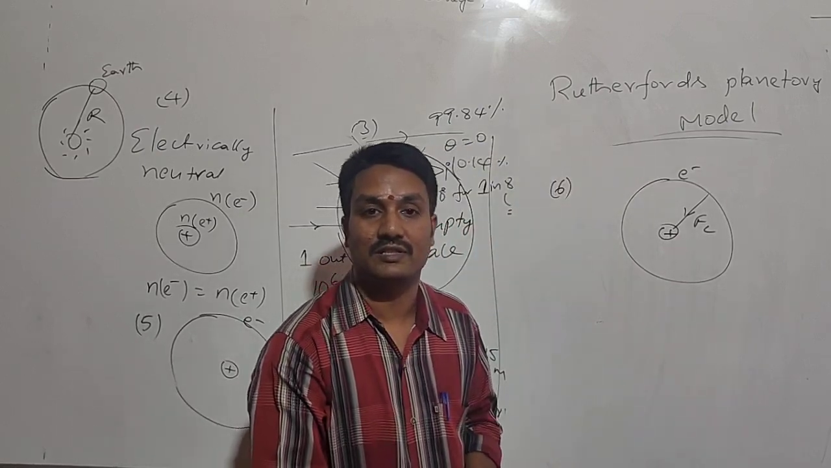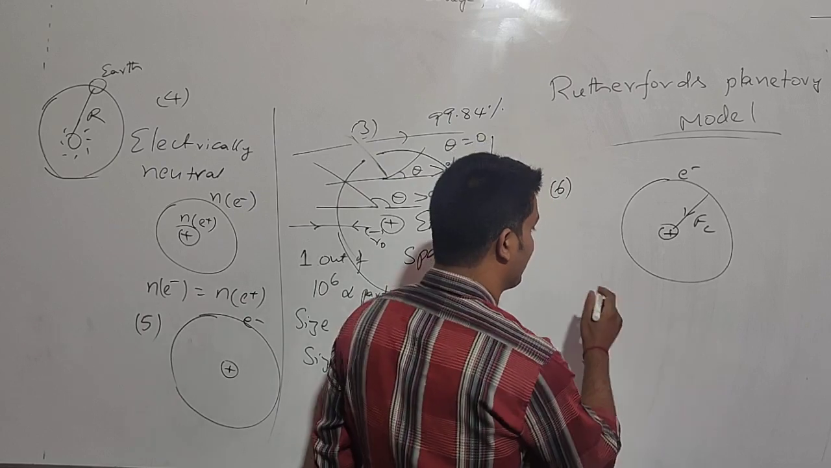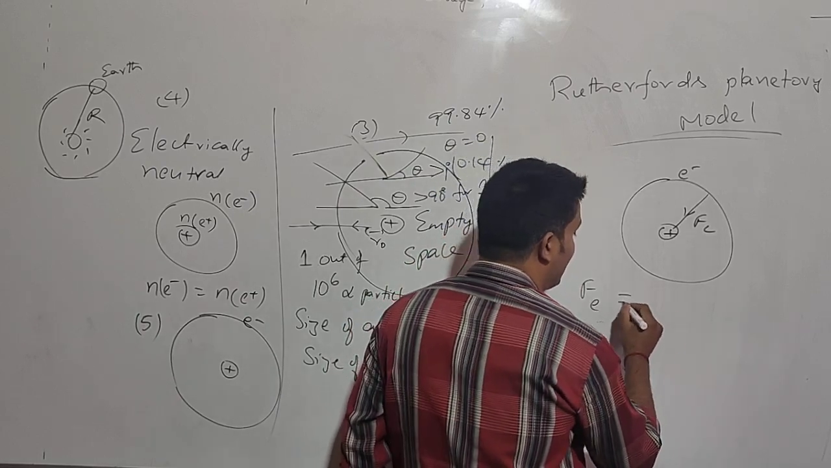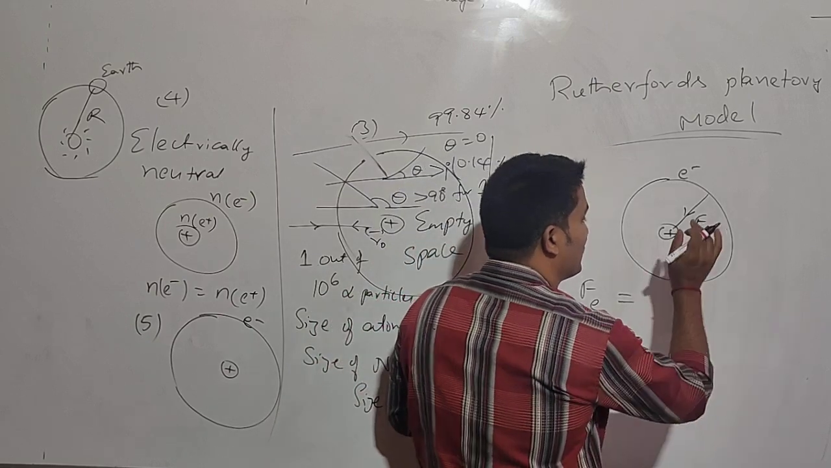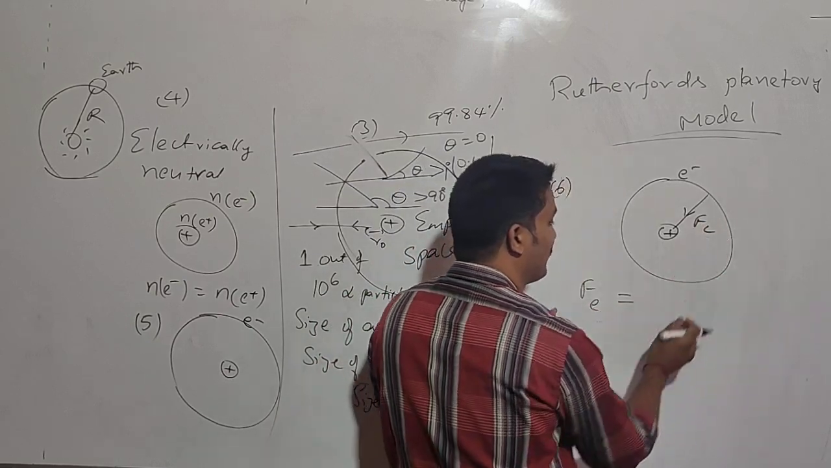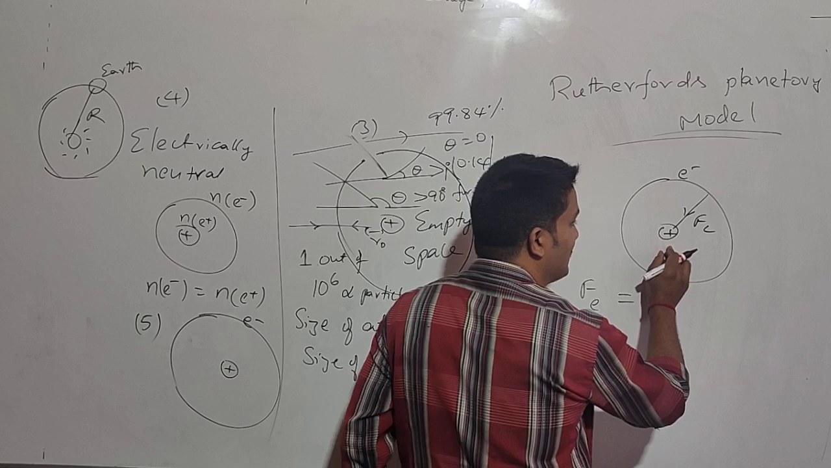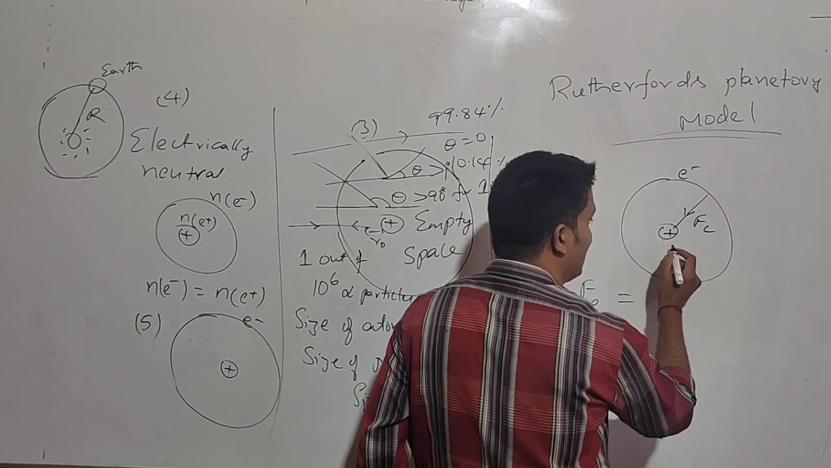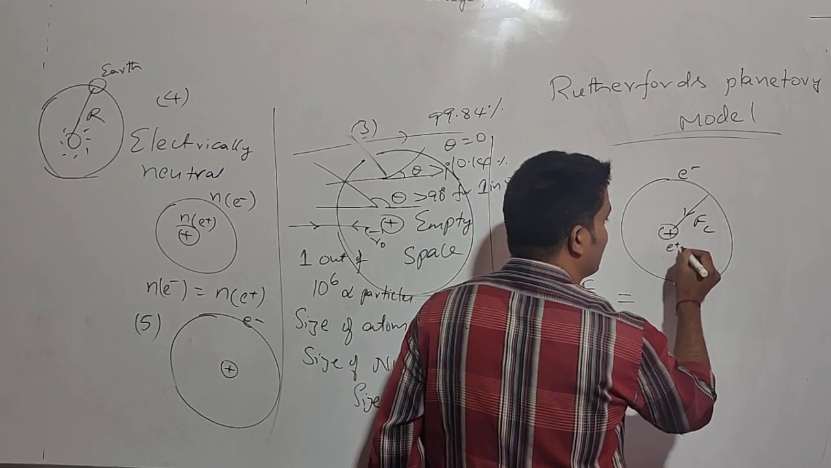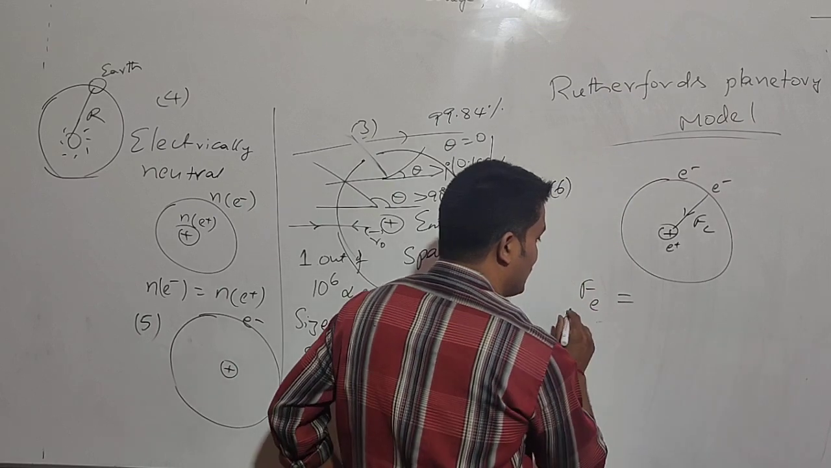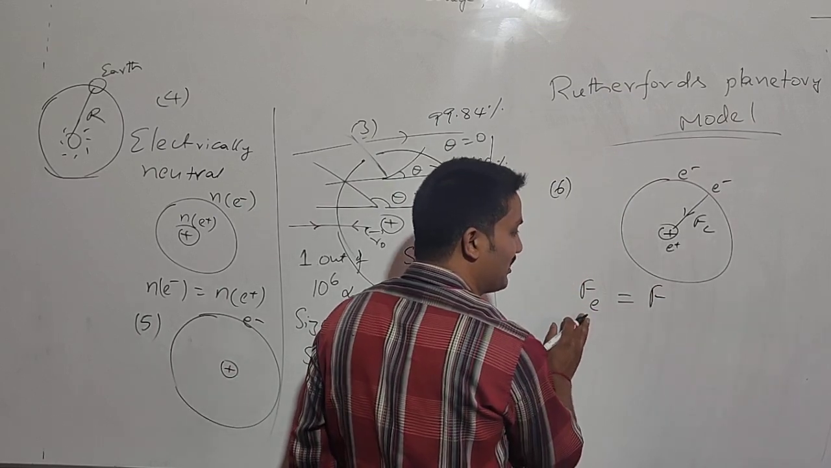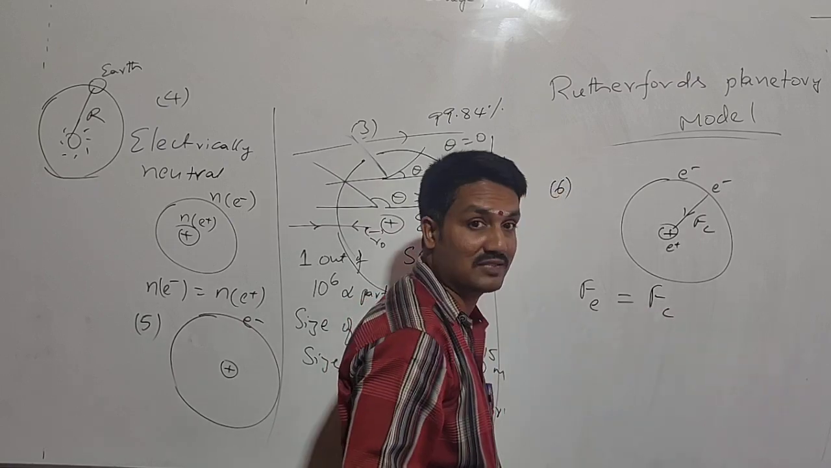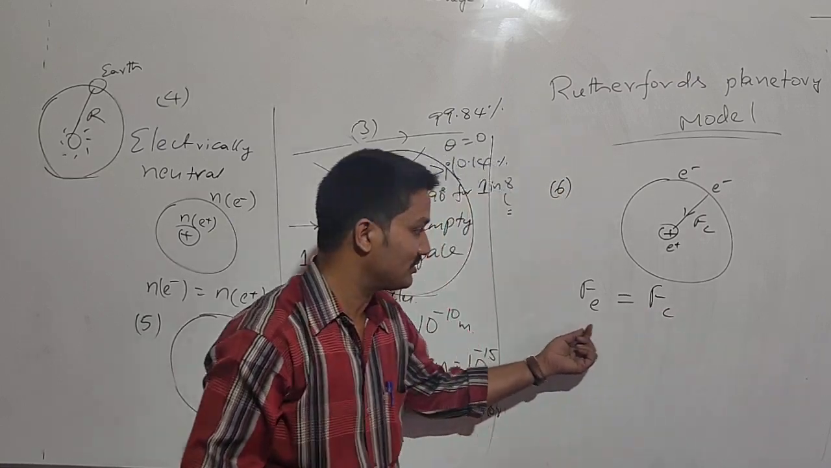attraction force in between them. That means the electrostatic attraction force which gives the necessary centripetal force between the nucleus and the electron. Therefore, Fe means electrostatic force and Fc means the centripetal force.